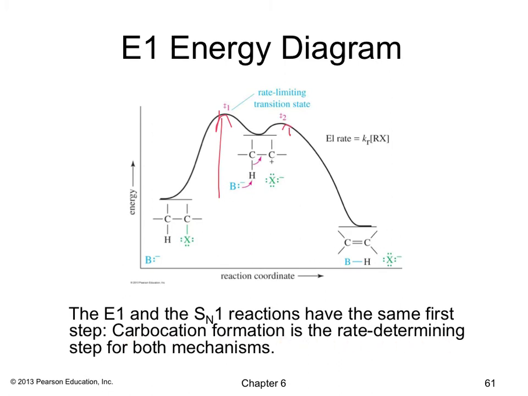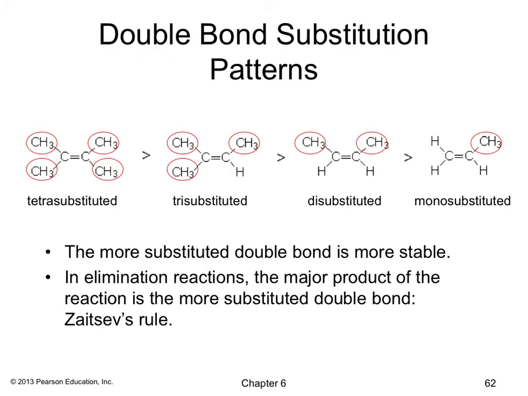Carbocation formation is the rate determining step for this reaction as well as that SN1 reaction. So there are nomenclatures for double bond substitutions.